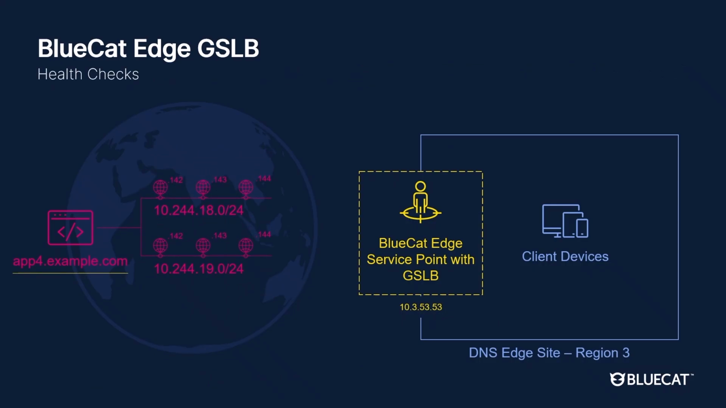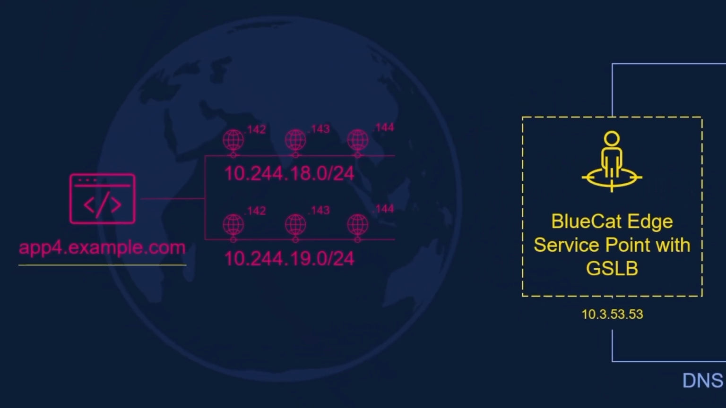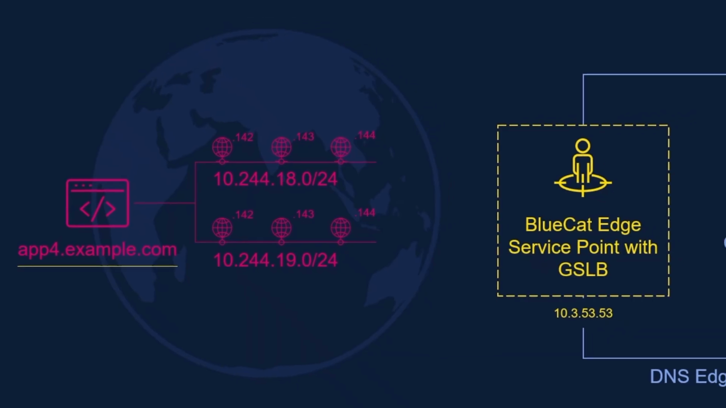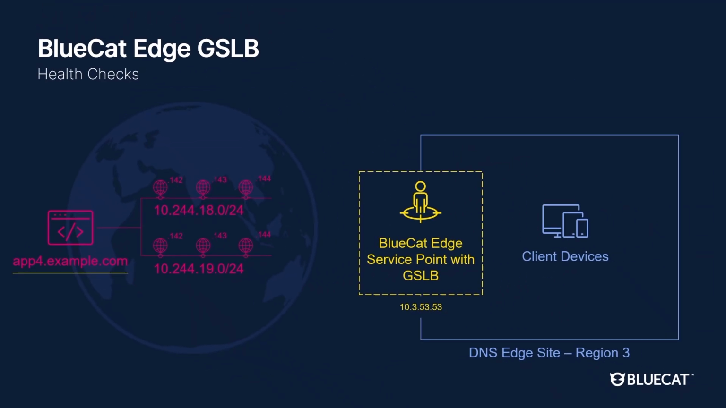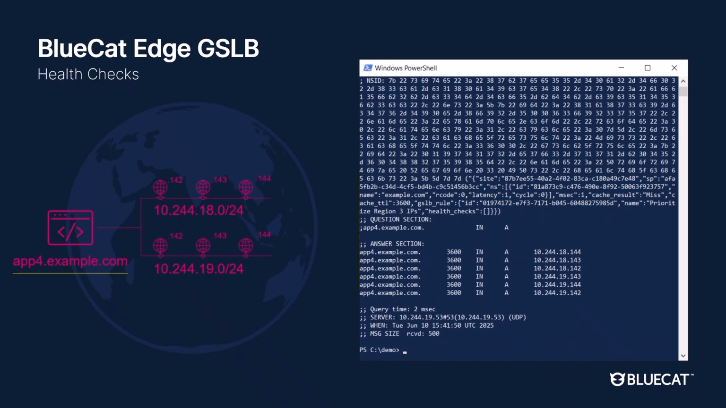A final capability that we will showcase in this demo is GSLB health checks. With health checks, Edge will monitor the status of defined services. In the event of failed health checks, the failed service can be deprioritized or excluded from DNS responses. We'll demonstrate this using app4.example.com, which is served by hosts on the 10.244.18.0/24 and 10.244.19.0/24 networks.